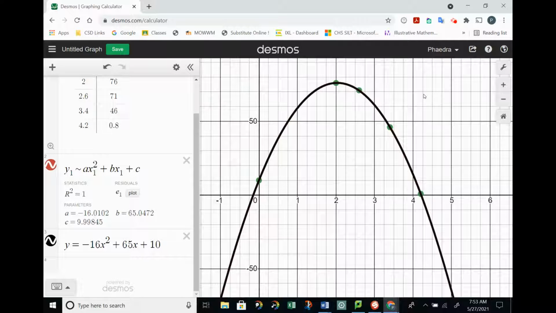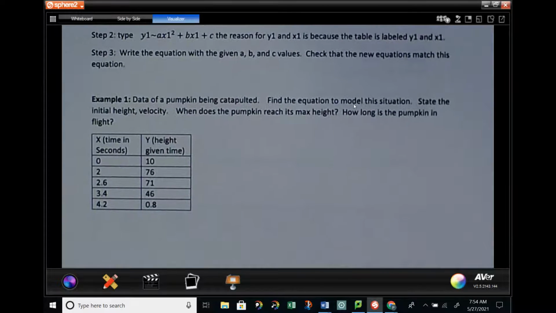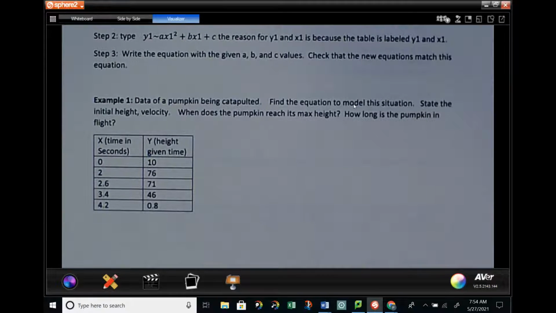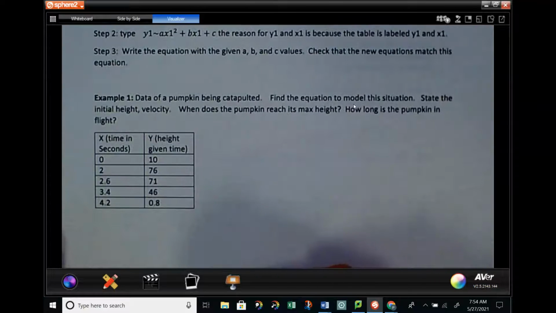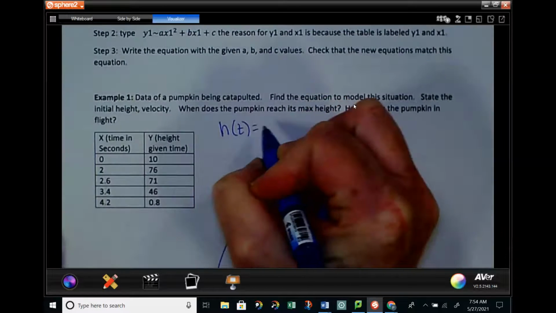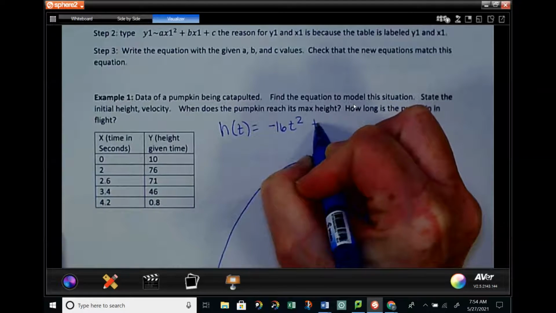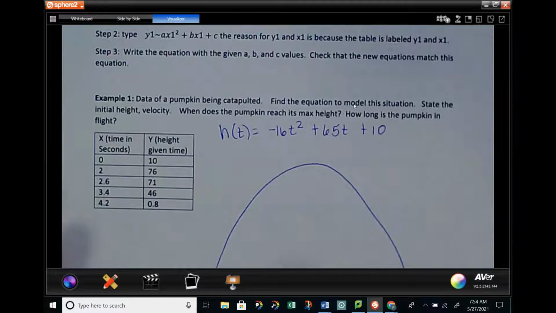So the next part of my question says, okay, find the equation. So we found the equation. Then it says, what's the initial velocity? What's the initial height? When does the pumpkin reach that maximum height? How long is the pumpkin in flight? So what I like to do on all of these is just sketch it. And we found that our equation, h of t, is negative 16t squared plus 65t plus 10. And that's pretty much real life.